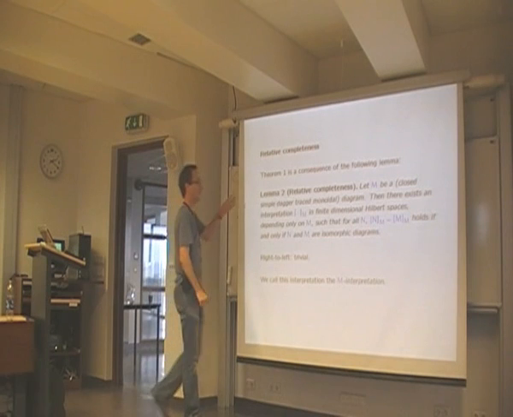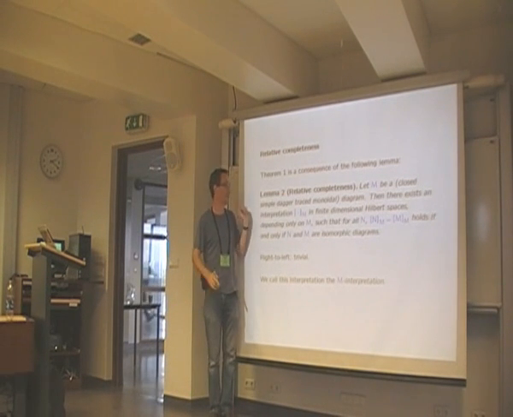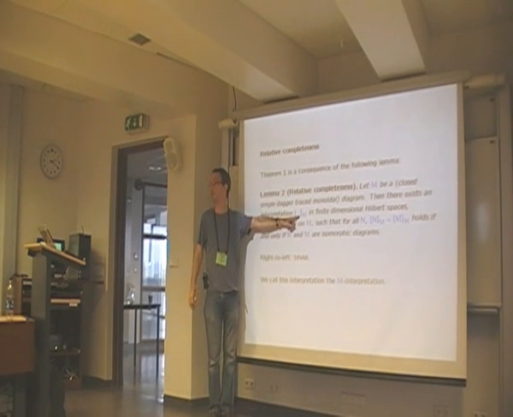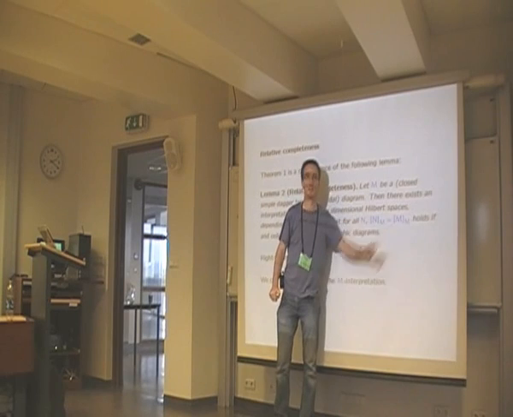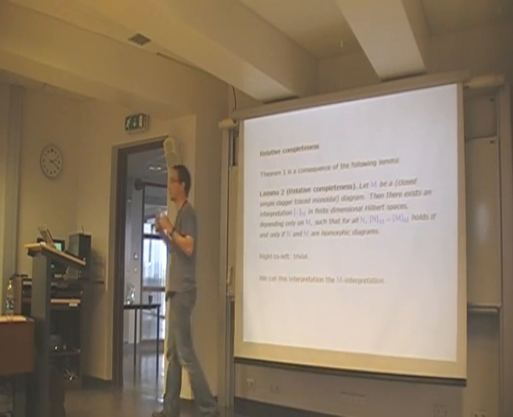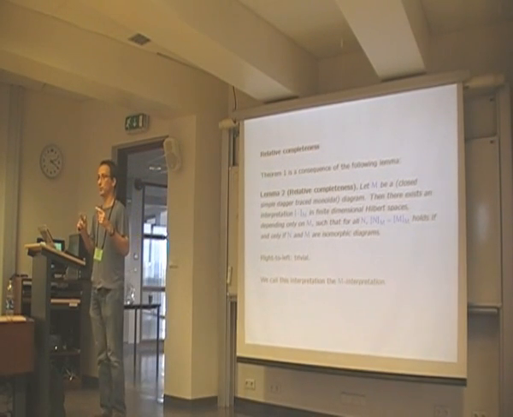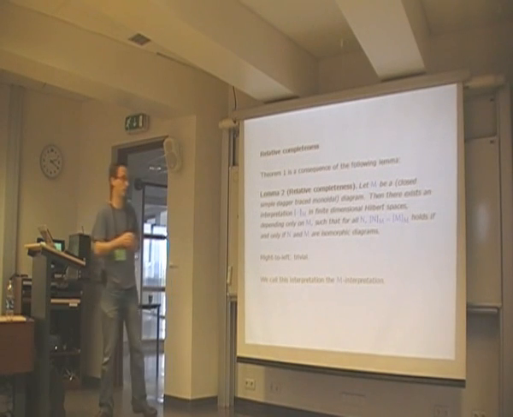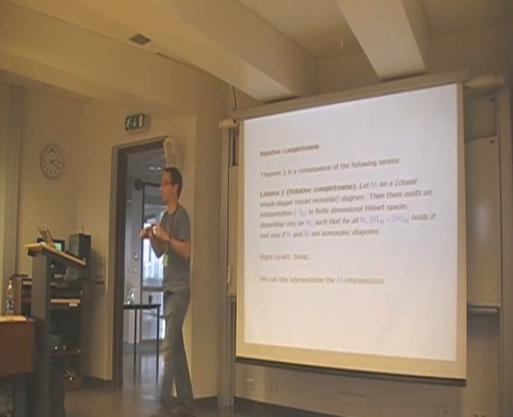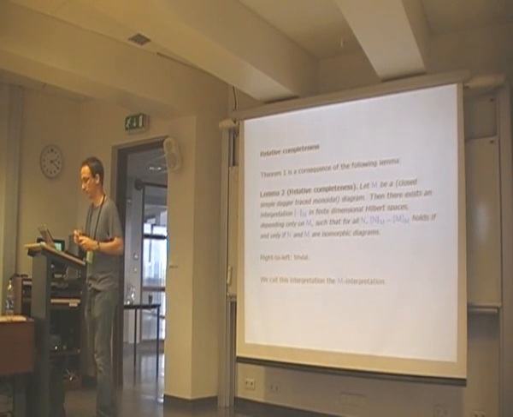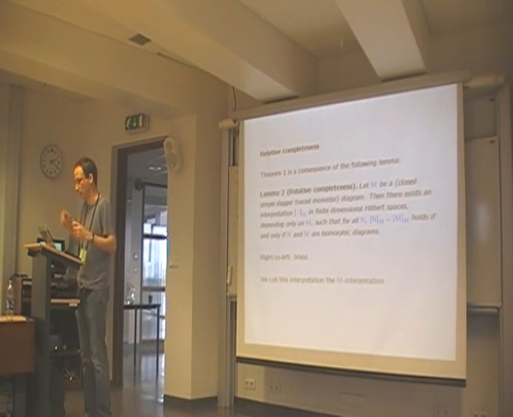So, given a diagram M, there exists an interpretation depending only on M, such that for all other diagrams N, this interpretation equals that interpretation if and only if M and N are isomorphic. So it's stronger because one interpretation will pick out M and distinguish everything else from it.